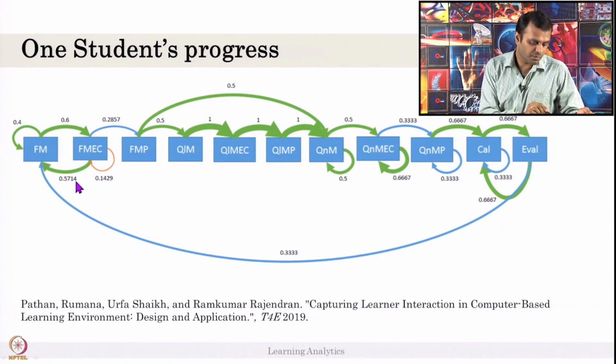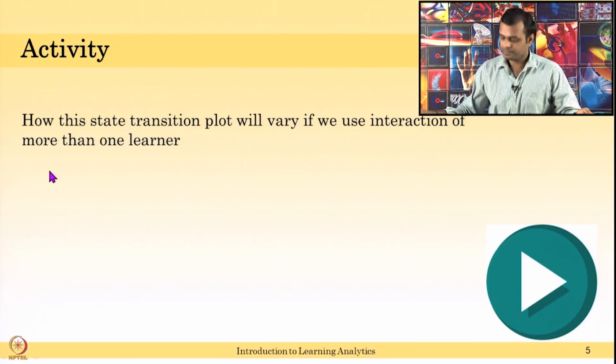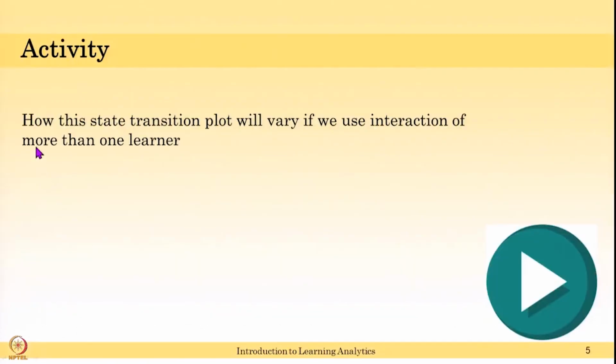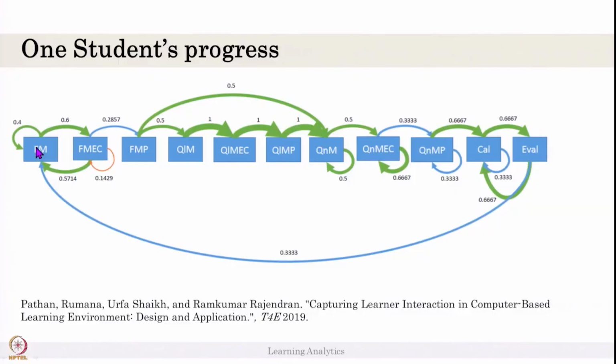See the 0.57 compared to 0.285, most of them are going back to the functional model. There is a self loop, and the student is kind of going around. If we move to the functional model planning, there is a high chance the student goes to the qualitative model or quantitative model, both at 0.5 and 0.5.